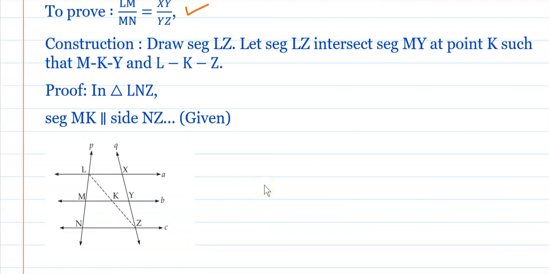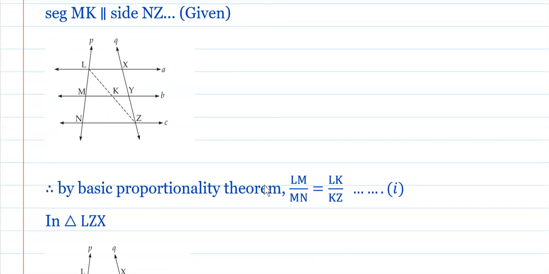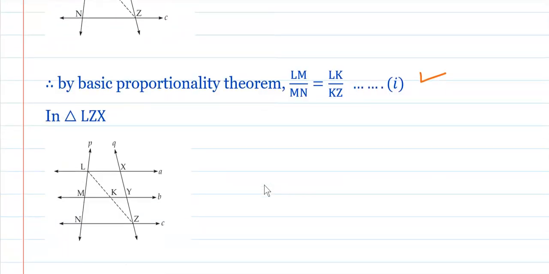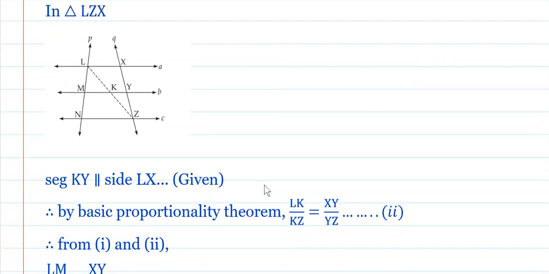Now in triangle LNZ, what's happening? MK is parallel to NZ. This is the given. Therefore, by basic proportionality theorem, LM upon MN is equal to LK upon KZ. This is the first one. Then in triangle LZX, KY is parallel to LX. Therefore, again by basic proportionality theorem, LK upon KZ is equal to XY upon YZ. This is the second one.